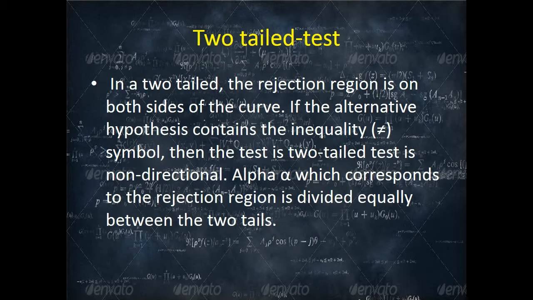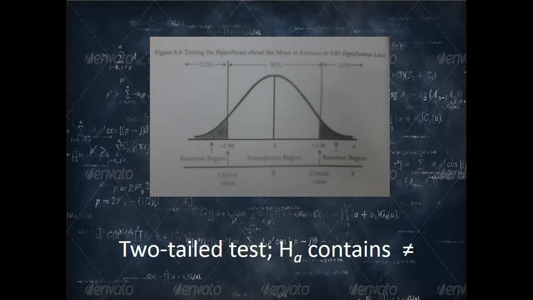Two-tailed test. In a two-tailed test, the rejection region is on both sides of the curve. If the alternative hypothesis contains the inequality not equal to symbol, then the test is a two-tailed test, which is non-directional. Alpha, which corresponds to the rejection region, is divided equally between the two tails. Two-tailed test: contains not equal to.